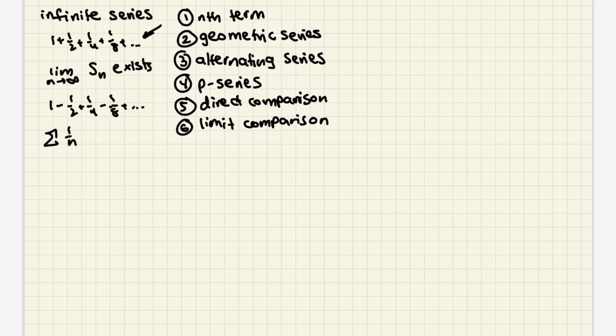And so you can use limit or direct comparison tests when they're pretty similar, but sometimes direct comparison doesn't work. Note that if it's 1 over n minus 1, you can also use limit comparison. You just cannot use direct for 1 over n plus 1. Limit is just a bit more powerful than direct, I would say.